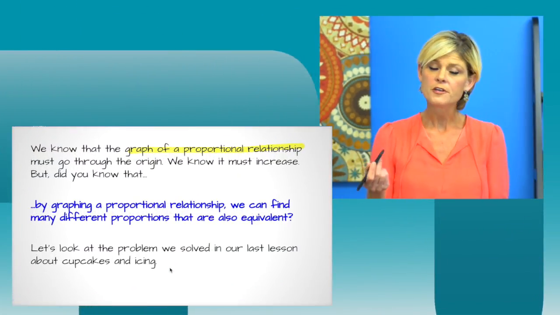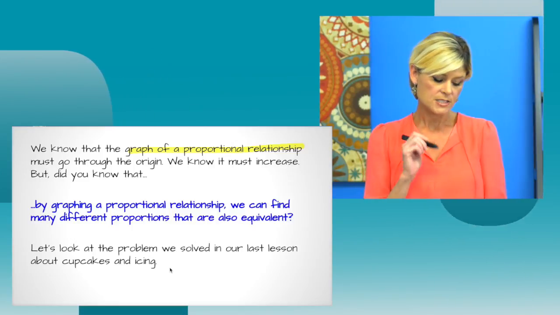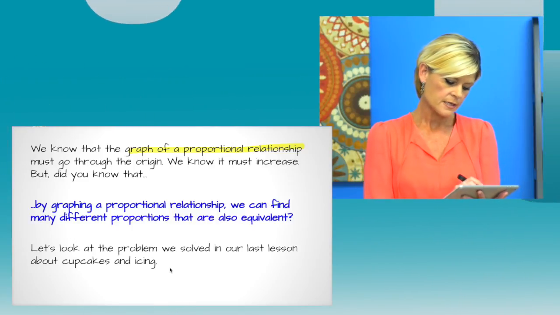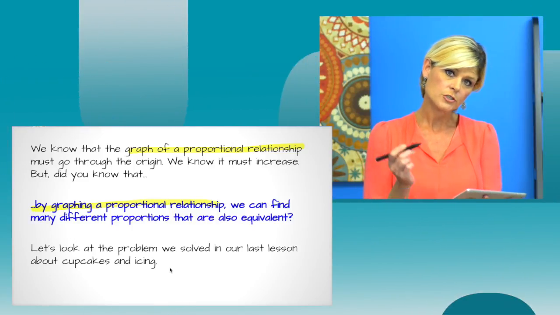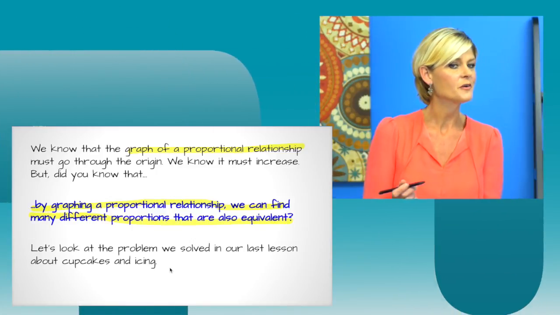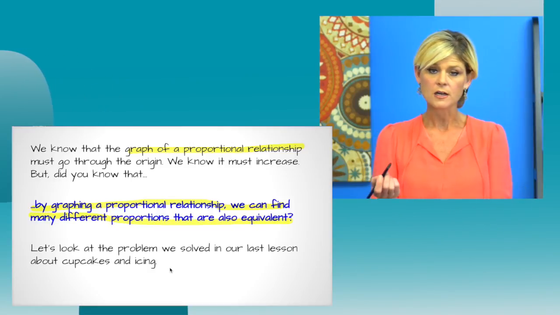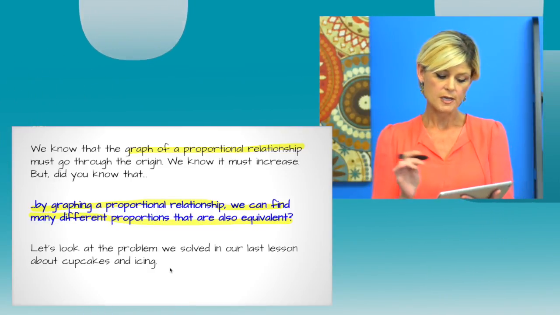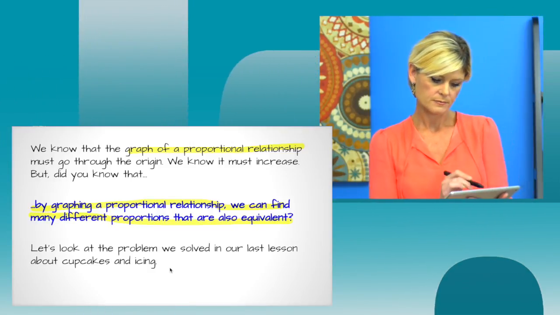Okay, so we know that the graph of a proportional relationship must go through the origin, or 0, 0, and we know that it must increase. But did you know, and I'll highlight this, that by graphing a proportional relationship, we can find many different proportions that are also equivalent? Let's look at the problem we solved in our last session with the cupcakes and icing.